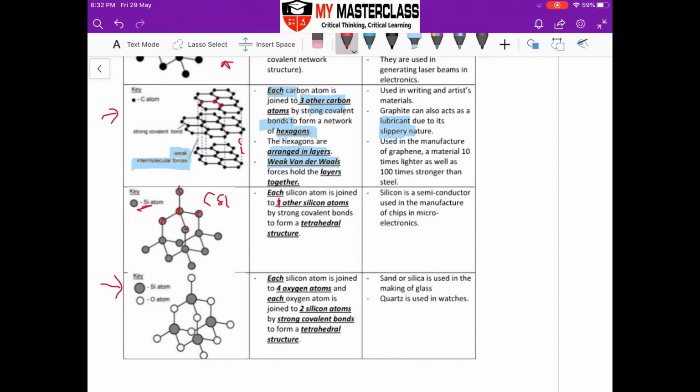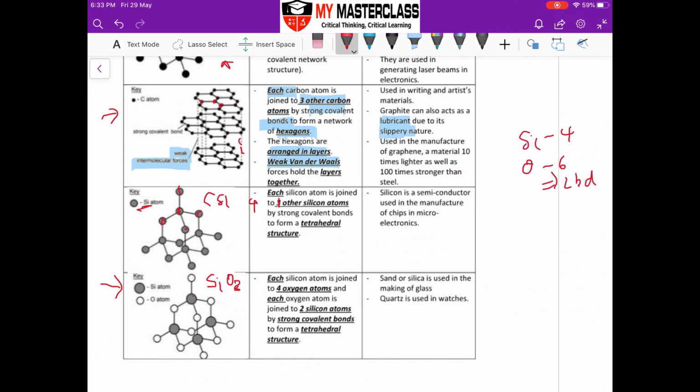In another example over here, we have silicon dioxide. This is sand. The common sand that we see is silicon dioxide. Silicon has 4 outer electrons, so it can form 4 bonds. Oxygen has 6 outer electrons, so it can form 2 bonds to achieve noble gas configuration.